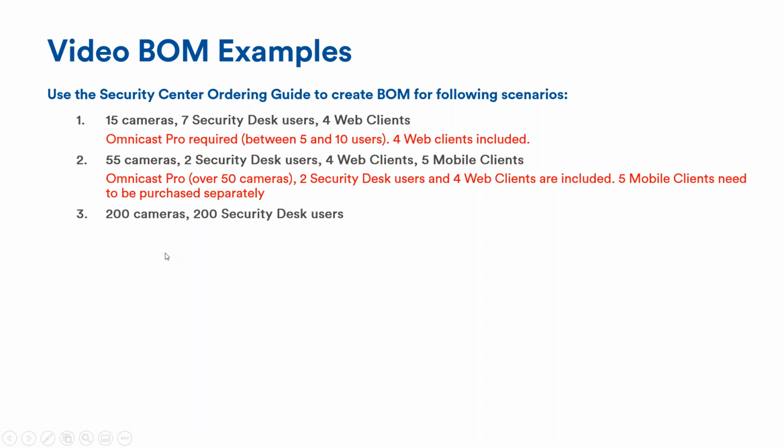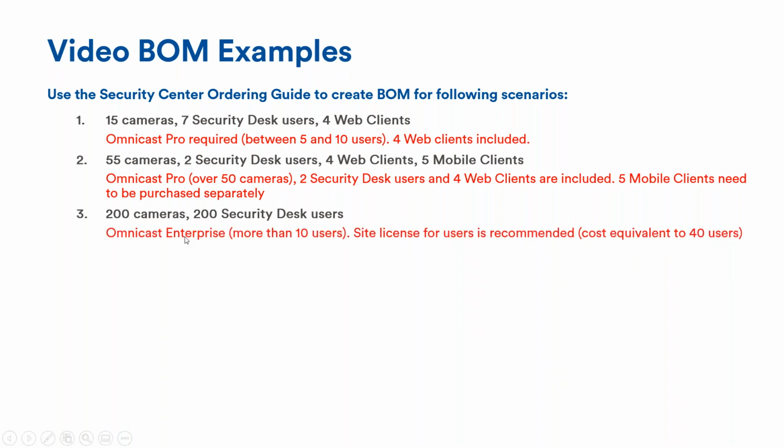Another scenario, 200 cameras and 200 security desk users. Even though we're below the 250 camera count that's supported in a professional package, because we're over the 10 user count requirement, this has to be an Omnicast Enterprise package. And again, as I mentioned before, site license for users is recommended, the cost equivalent to 40 users. So just use the site license part, and that's basically unlimited users. So Omnicast Enterprise with an unlimited user site license.